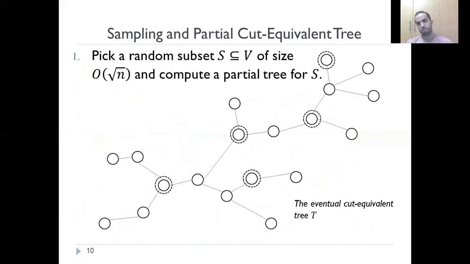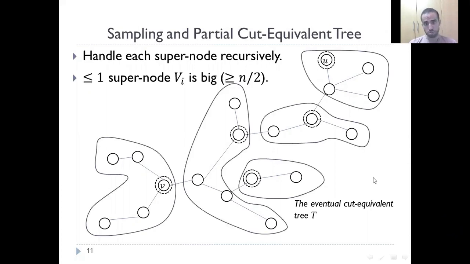So the ideas in our algorithm are as follows. First, we pick a random subset S of square root n terminals, and we compute their partial tree. Now, a partial tree for a subset of nodes S is a partition of the set of nodes of the given graph, so that each part, each supernode, contains exactly one terminal, one node from S, and the minimum cut between two supernodes is also a minimum cut between the corresponding terminals.